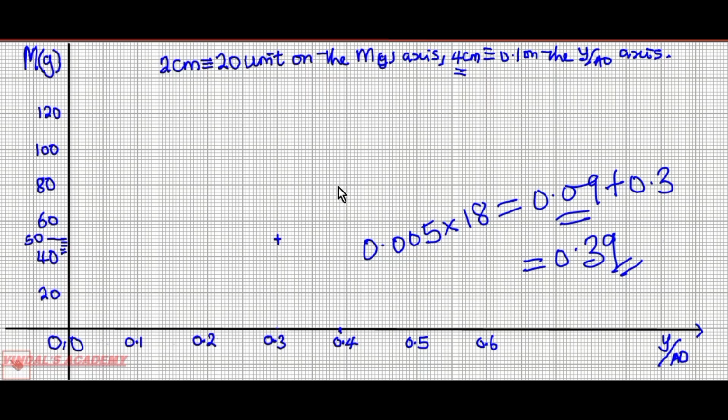I will trace where they coincide with 70. I will count 70. 70 is 5 lines from 60. If I count up from 60, I will have 5 lines from 60 to give me 70, and that is where I'm going to mark the line between 0.39 and that of 70. Let's go to the next one.